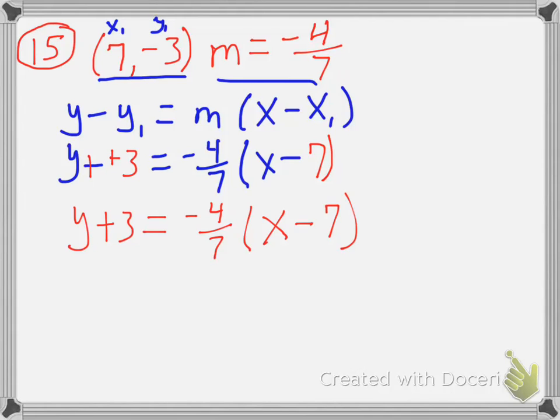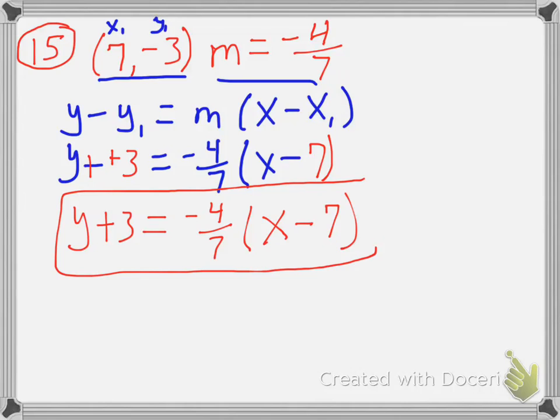And your answer will always have y and x, and then a number for y1, a number for the slope, and a number for the x1. So your answer on number 15 is y plus 3 equals negative 4/7 times (x minus 7). And that is your answer in point-slope form.